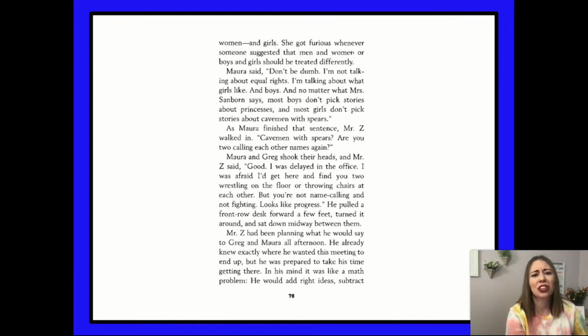Mara said, "Don't be dumb. I'm not talking about equal rights. I'm talking about what girls like, and boys. And no matter what Mrs. Sanborn says, most boys don't pick stories about princesses, and most girls don't pick stories about cavemen with spears." As Mara finished that sentence, Mr. Z walked in. "Cavemen with spears?"